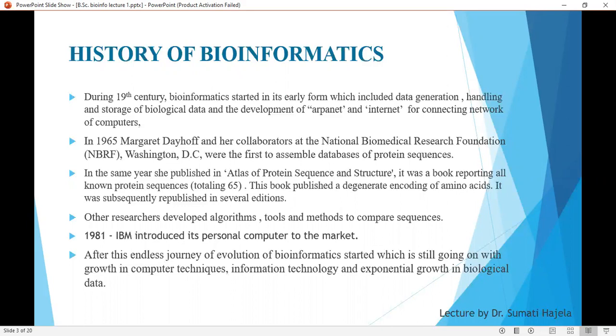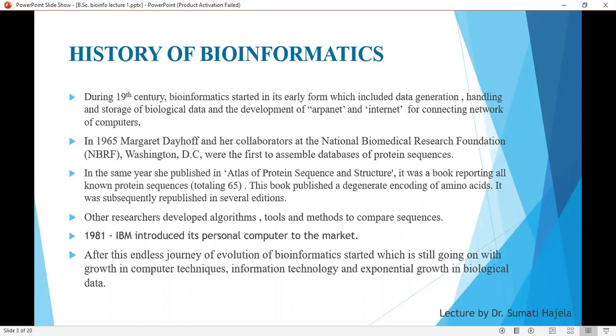Researchers were studying nucleic acids, proteins, and other macromolecules, and in 1965, Margaret Dayhoff and her collaborators at the National Biomedical Research Foundation, NBRF, at Washington, D.C. were the first to assemble databases of protein sequences. In the same year, she published this result in the Atlas of Protein Sequence and Structure.